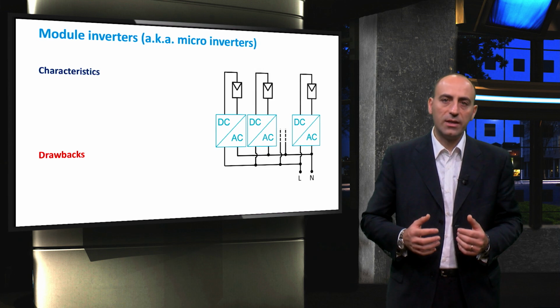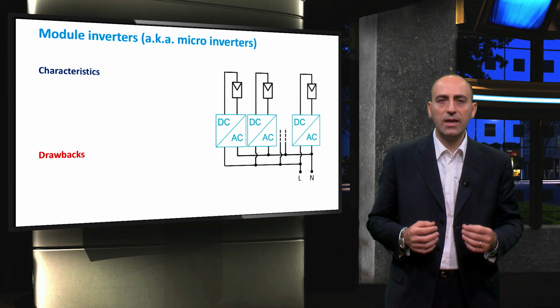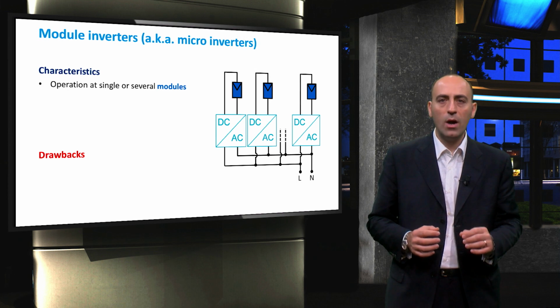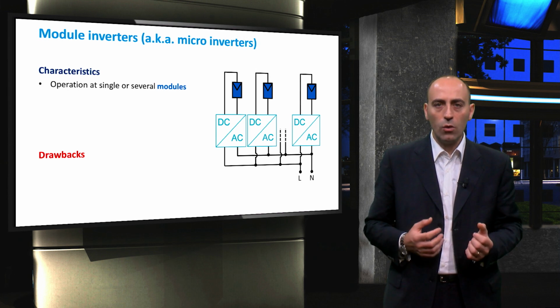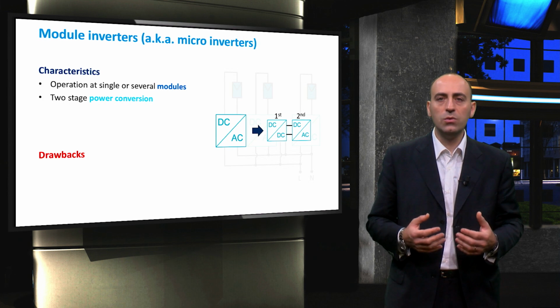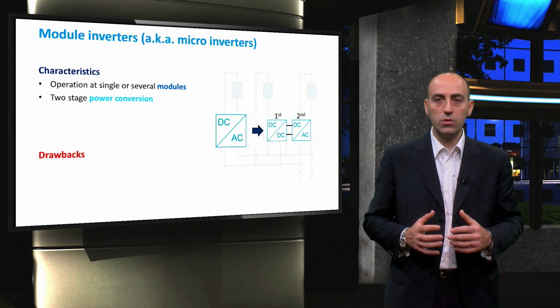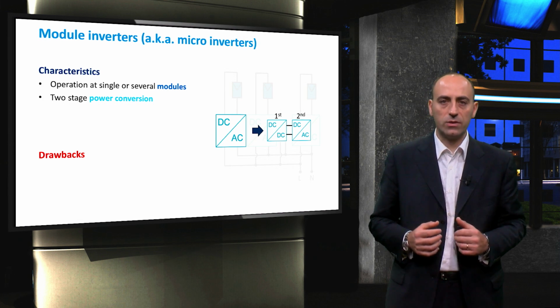A very different architecture is that of the module inverters, also called microinverters, because each is just as big as the junction box. These inverters operate directly at one or several PV modules and have power ratings of several hundreds of watts. Because of the low voltage rating of the PV module, these inverters often require a two-stage power conversion. In the first stage, the DC voltage is boosted to the required value, and then it is inverted to AC in the second stage.